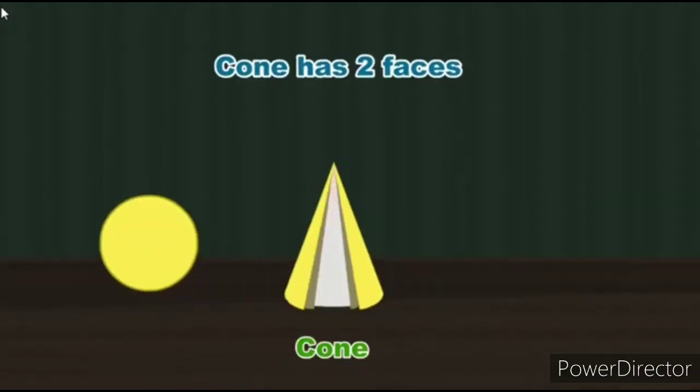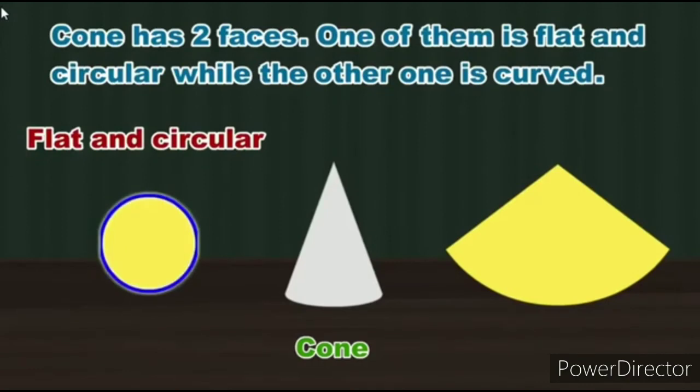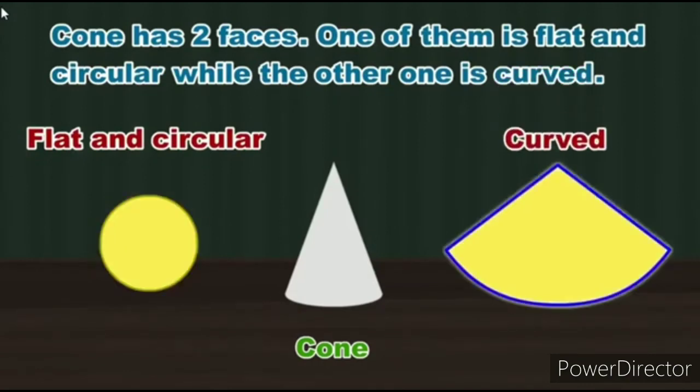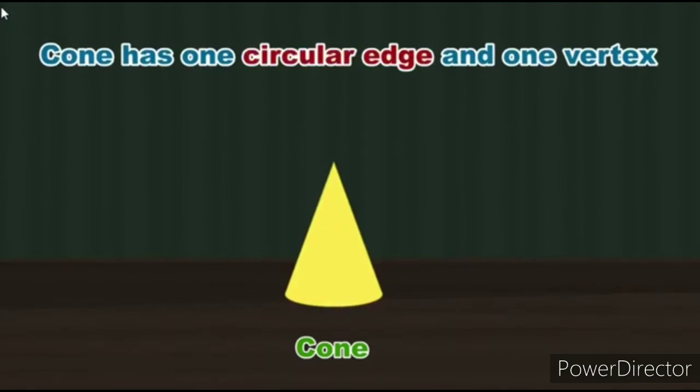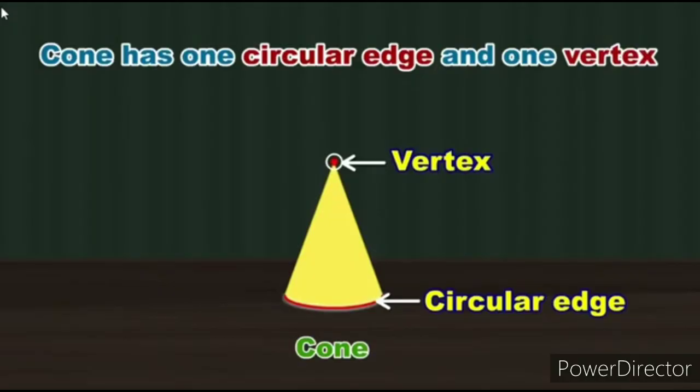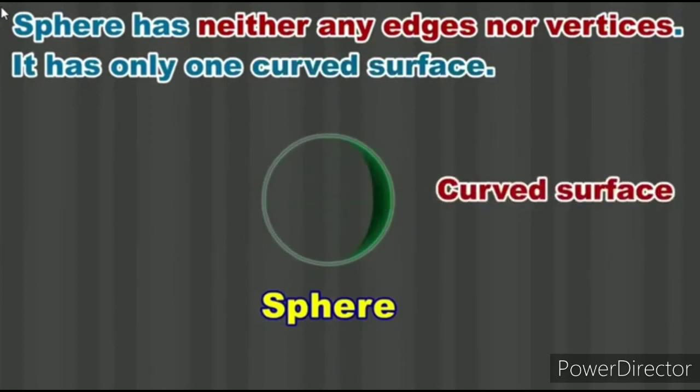Then a cone. Cone has 2 faces. One of them is flat. See, one of them is flat and circular. While the other one which is round is curved, right? Cone has one circular edge. You can see one circular edge and the top is the one point. Then we will talk about sphere. Sphere has neither any edges nor vertices. It has only one curved face, right?